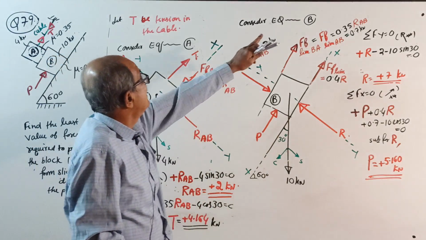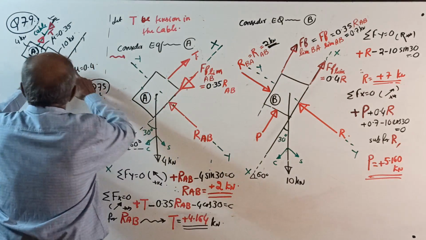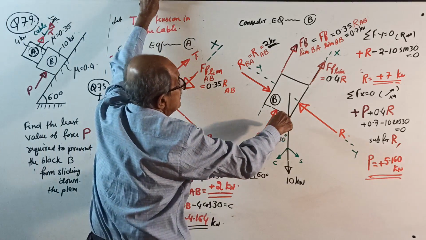Okay, now consider equilibrium of block B. Start. Weight acting down, how much?